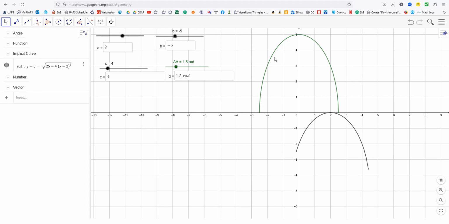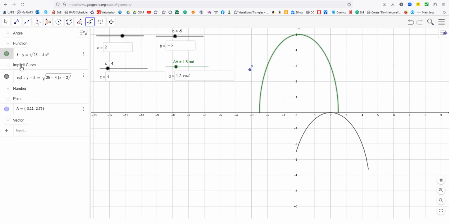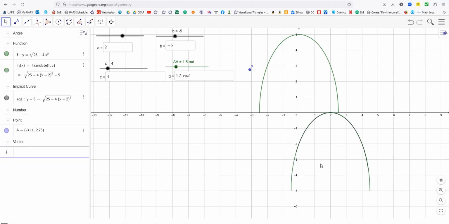Okay, let's see if I can get it this way. What if I translate, where's my original function? F. So let's go to the input right here and just say translate F by vector V. Yeah, that gives us the full thing. That's what it's supposed to look like.